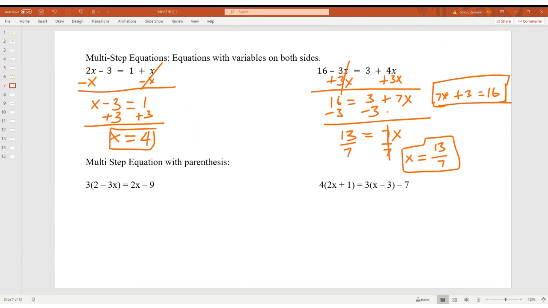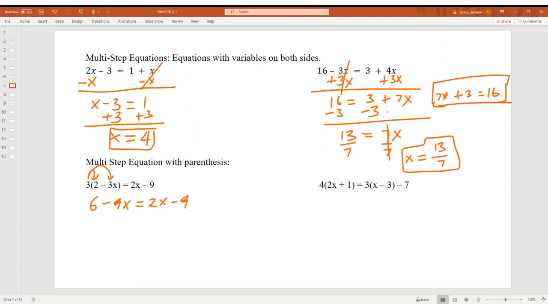Now, multi-step equations can have parentheses. Sometimes they have parentheses and very long expressions. So we do the same thing. What you have to do is first simplify the expression. So we have to get rid of the parentheses. So I have to distribute the 2 here. If you have two parentheses, you have to distribute the two parentheses also. So 2 times 3 is 6, minus 3 times 3 is 9x, equals 2x minus 9. So negative 9x is less than 2x.